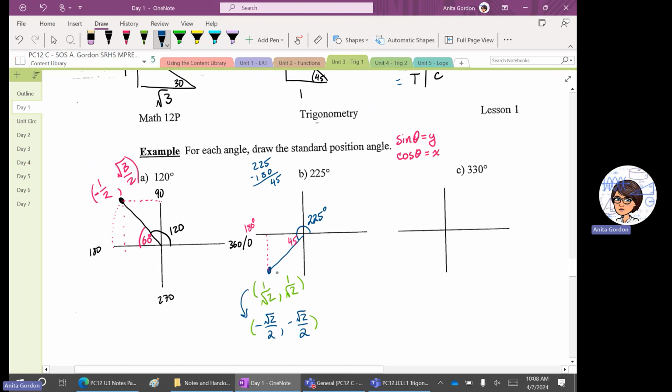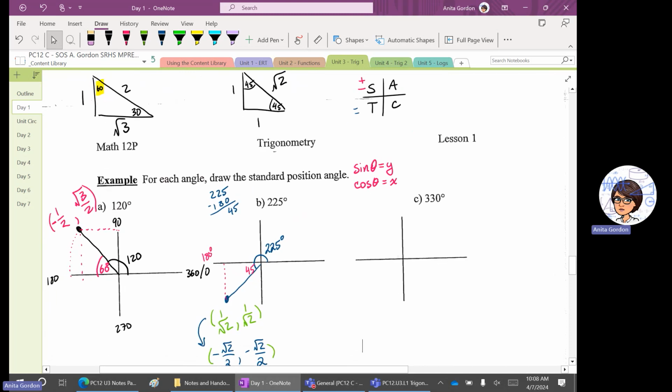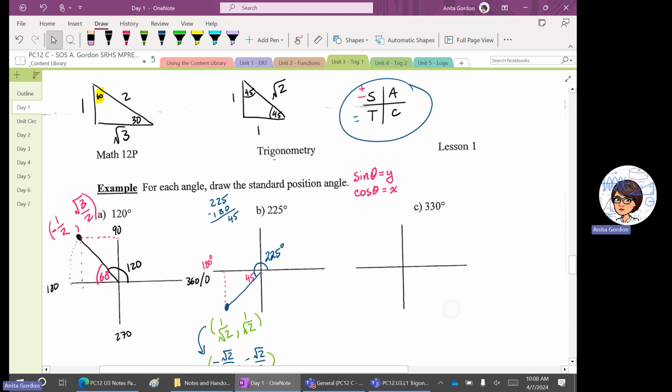I'm in the third quadrant, so both my x's and y's are going to be negative. So the special triangle helps me figure out what the numbers are. And then this helps me figure out which one's positive, which one's negative. And again, we use a bit of observation as well.